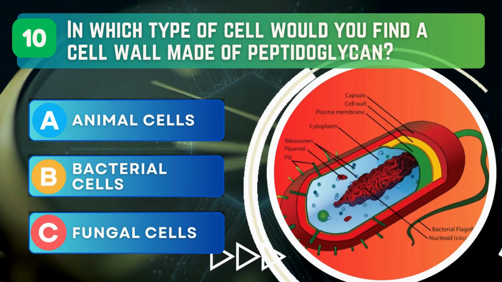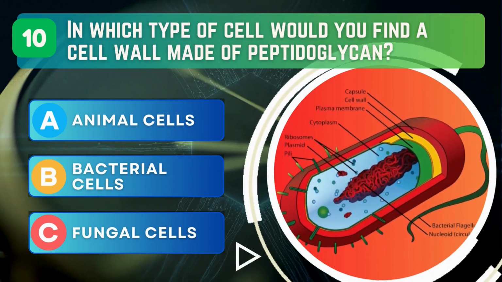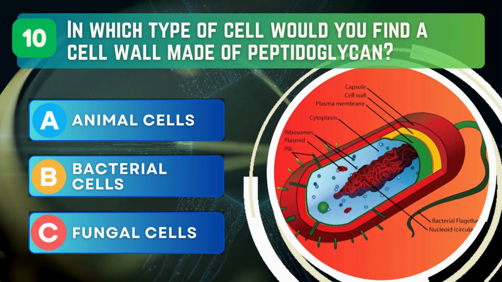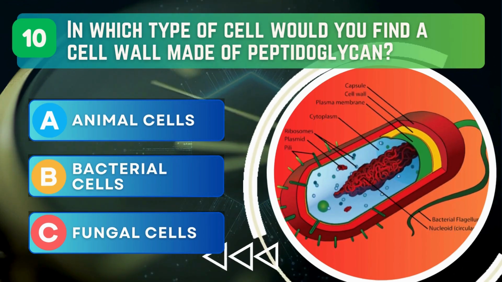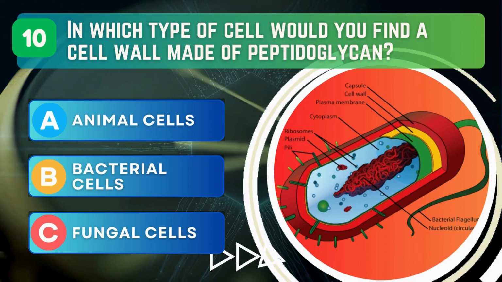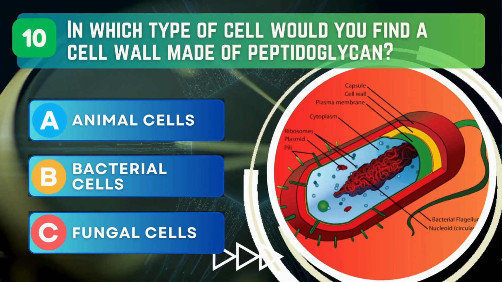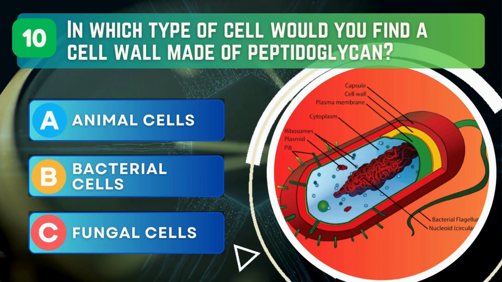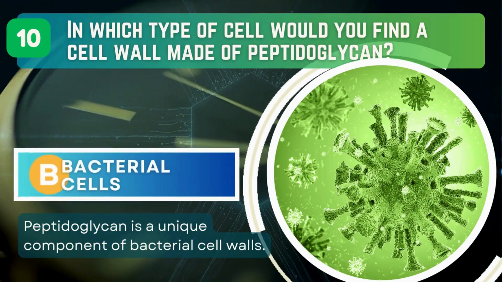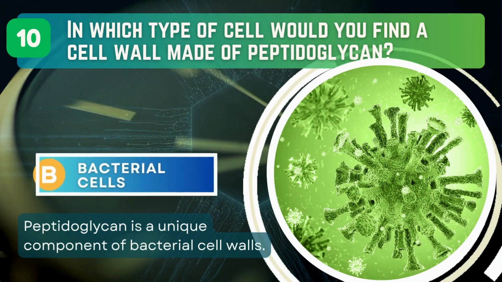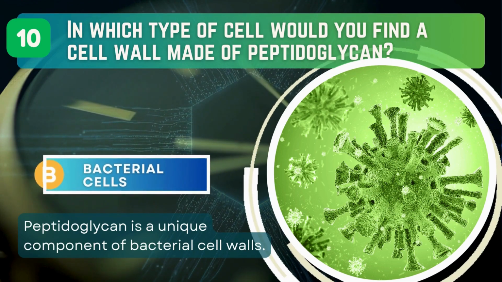In which type of cell would you find a cell wall made of peptidoglycan? Bacterial cells. Peptidoglycan is a unique component of bacterial cell walls.